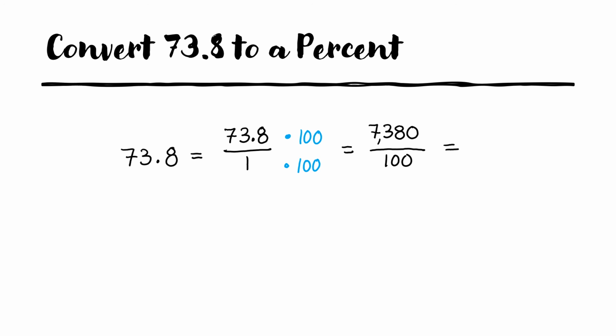Now we'll rewrite this as a percent. So we'll take our numerator, the 7,380, and instead of writing this over 100, we'll write our percent. So 73 and 8 tenths is equivalent to 7,380%.